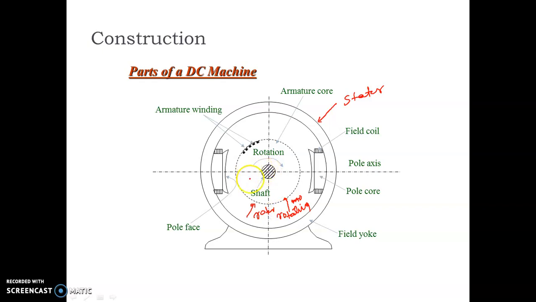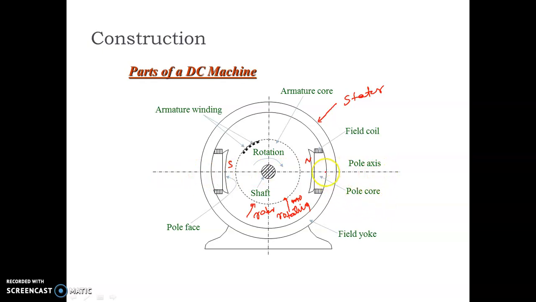And this is the shaft. When this shaft rotates, this whole structure rotates, and there is a winding. That winding is placed on the rotor. That winding is called armature winding. The definition is given later. Then another winding is called field winding. It is placed here on the stator part, and poles are created. Suppose this pole is north and this pole is south. A line drawn from north to south is called the pole axis.